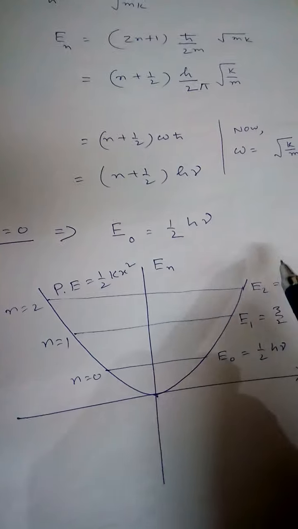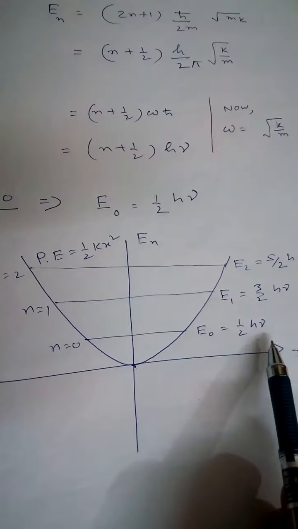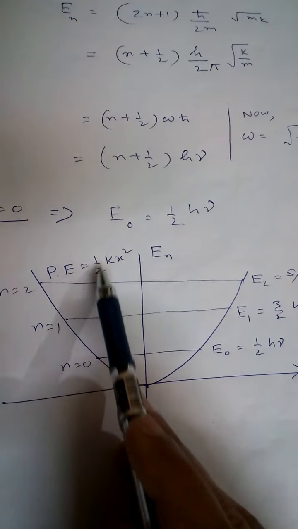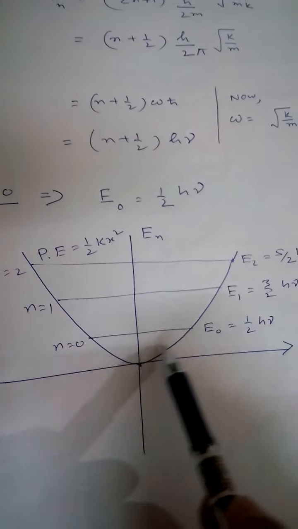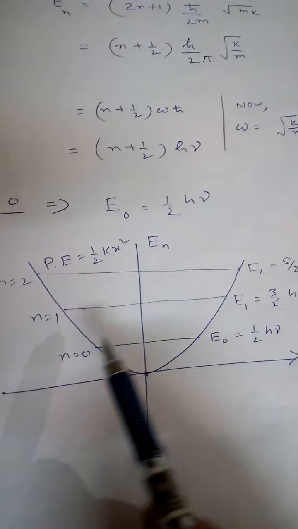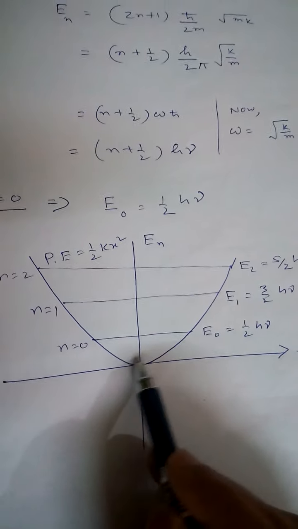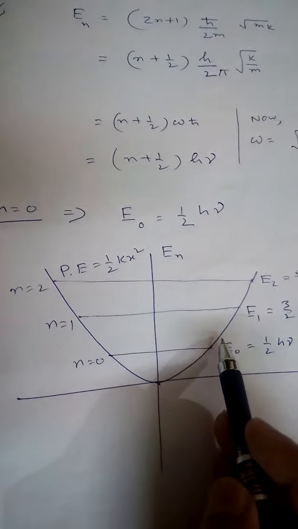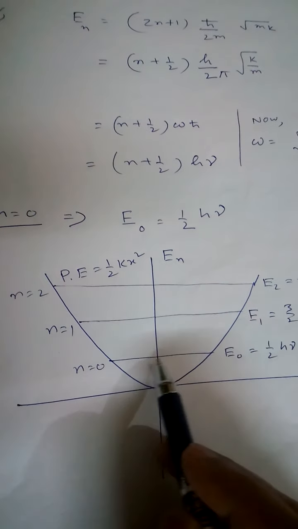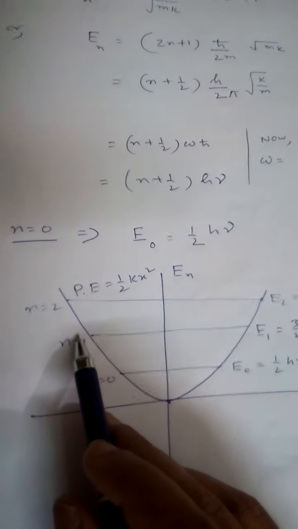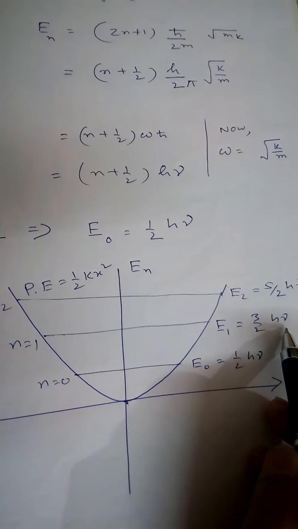Now let us plot energy versus position, a graphical representation of energy. Since potential energy is half kx square, it indicates the equation of a parabola. That's why the nature is parabolic. This energy region is not possible. N equals 0 indicates half h nu, zero point energy, the minimum energy of the one dimensional harmonic oscillator. For n equals 1, energy E1 is 3 by 2 h nu.